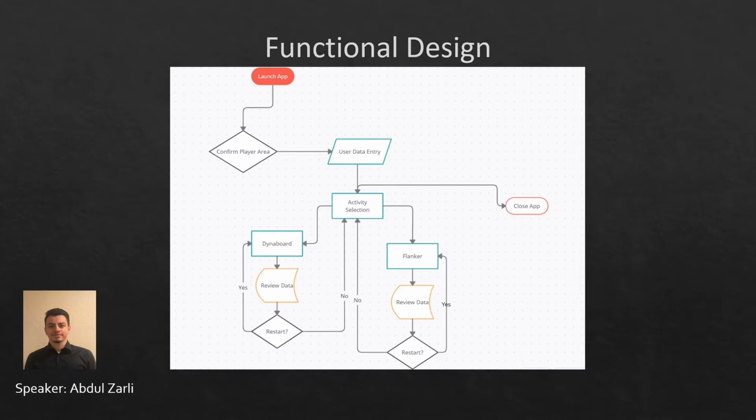In this slide, it shows the functional design flowchart for our application. After launching the application, the user will be prompted to lock in their play area before being taken to the page that collects the user demographic information. The user will then be able to make a selection on which activity they want to carry out, either the Dynaboard or the flanker. Upon completion of either activity, the user can review their performance data and select whether or not they would like to run the activity again.